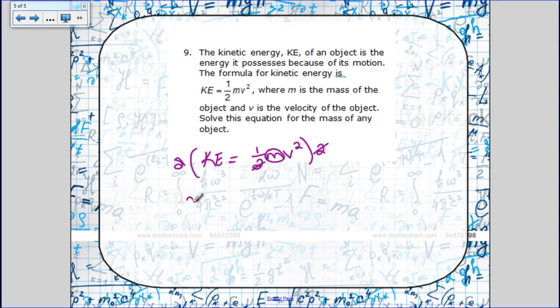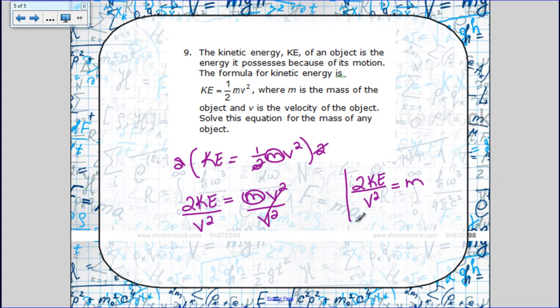So I have 2 times the kinetic energy is equal to, now the 1 doesn't matter, you can put it or not, mv squared. My 2's canceled. Now I've got to get rid of the v squared because m is still not by itself. So I'm going to divide by v squared. And so I get that 2 times the kinetic energy divided by the velocity squared is equal to the mass. This would be the equation that you would use if you wanted to find the mass of the object.